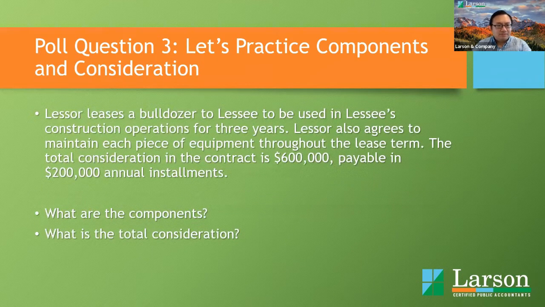So here's an example. Lessor leases a bulldozer to lessee to be used in lessee's construction operations for 3 years. Lessor also agrees to maintain each piece of equipment throughout the lease term. The total consideration in the contract is $600,000, payable in $200,000 annual installments. So the question here is, what are the components? And then also, what is the total consideration that you'll be considering here?